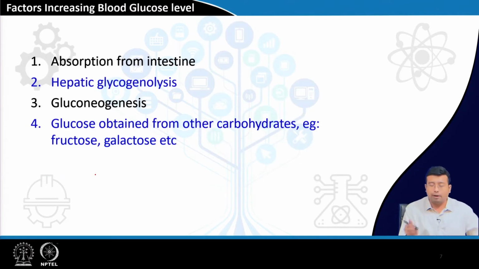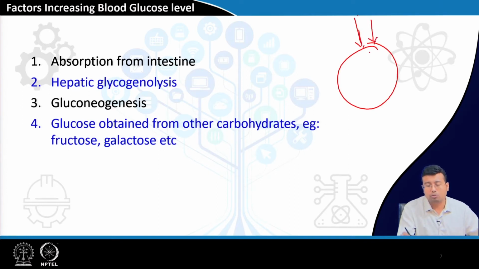So we have a pool of blood glucose. So what are the inputs to this pool? Who is increasing it? Number one, absorption from intestine. Glucose main source is diet, right? Next, when diet is not there, hepatic glycogenolysis. Next, the storage form of glucose will be broken down.